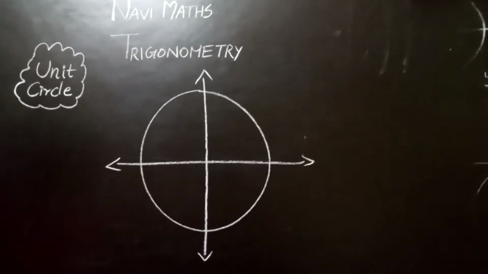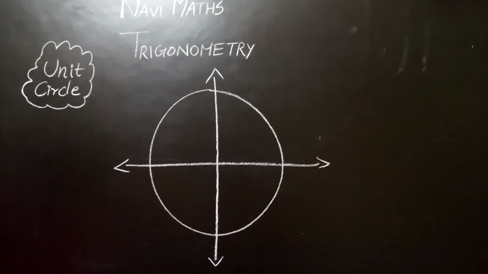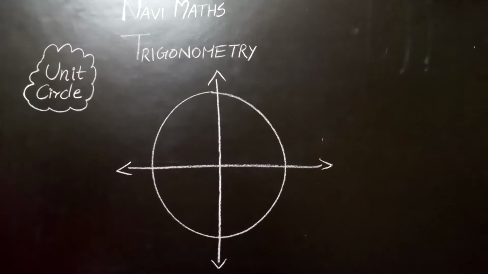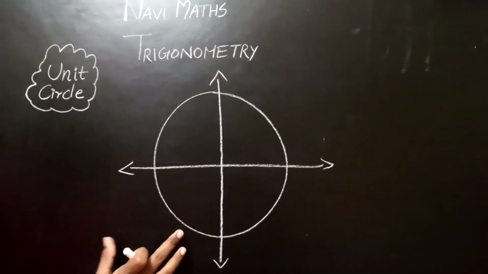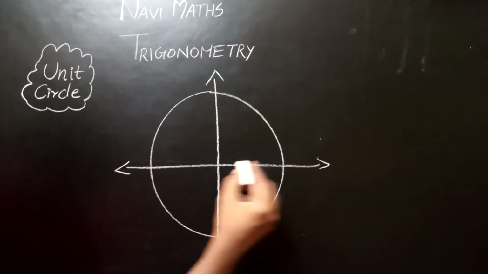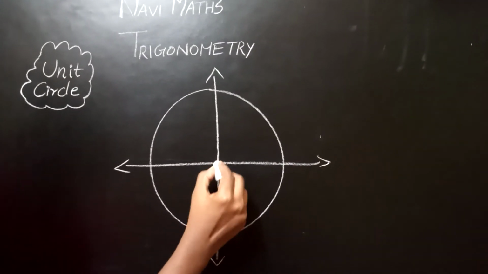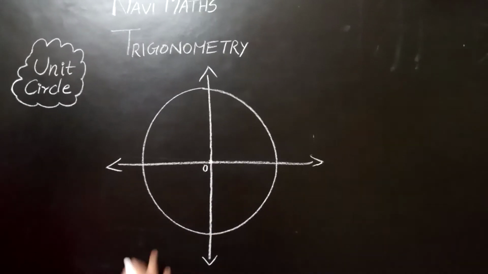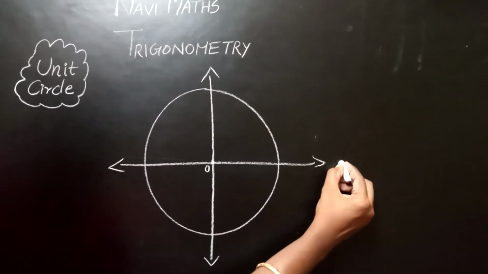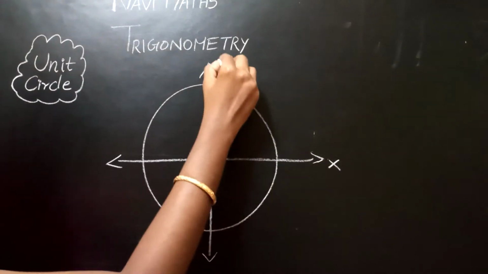Hi students, in this video we are going to learn the introduction about the unit circle, which is very essential for trigonometry. See here I have drawn a circle with radius 1 centimeter. This is our origin. The point is 0, 0, that will be denoted by O, that is origin. Always the horizontal line is the x-axis and the vertical line is the y-axis.